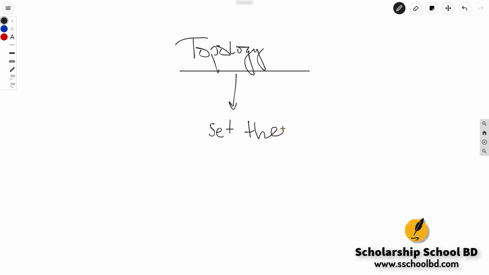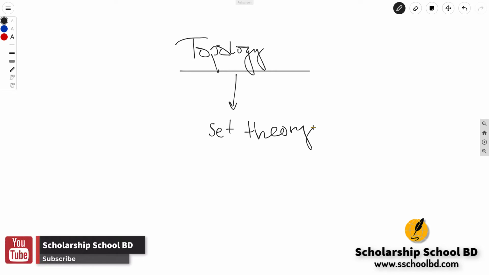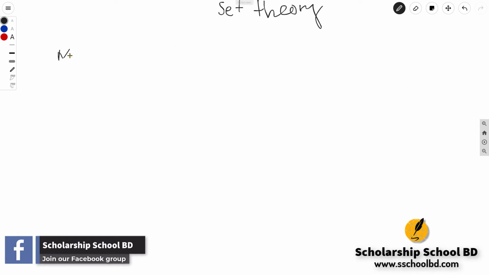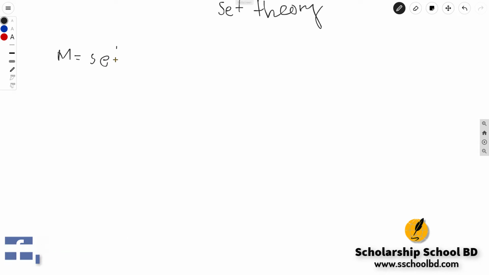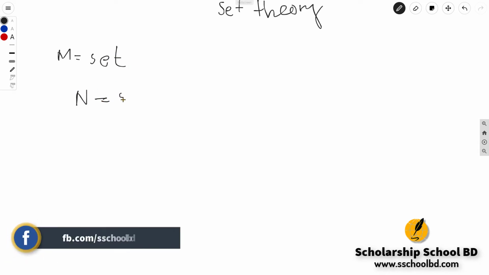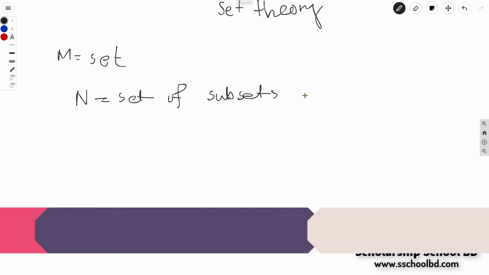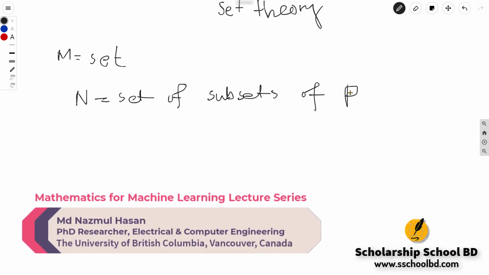The beauty of mathematics is that one concept can be explained or can be conveyed by using different perspectives, such as using algebraic equations, polynomials, or even differential calculus and geometry, or even by using this logical reasoning of set theory. We will try to define topology in terms of set theory. Let's say M is a set and N is a set of subsets of the power set of M.